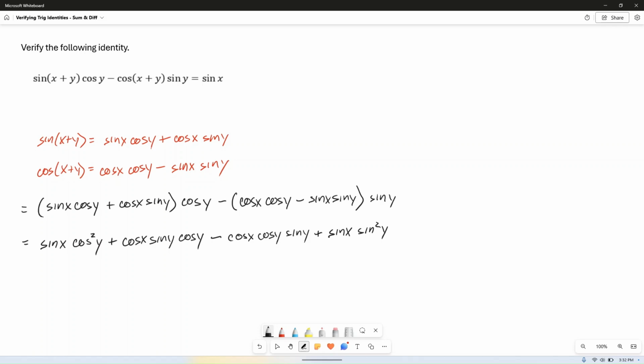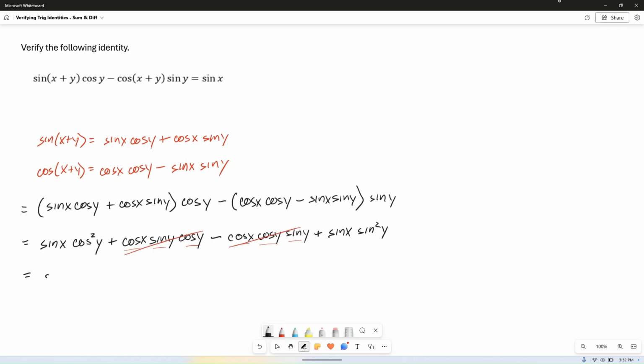If you look at the middle terms, both of them have the same parts. They both have a cosine x, they both have a cosine y, and they both have a sine y. One is positive, the other is a subtraction. So these are actually going to just cancel out.